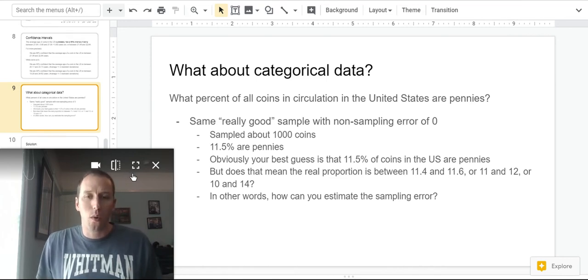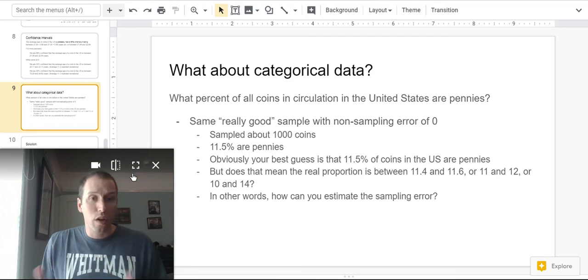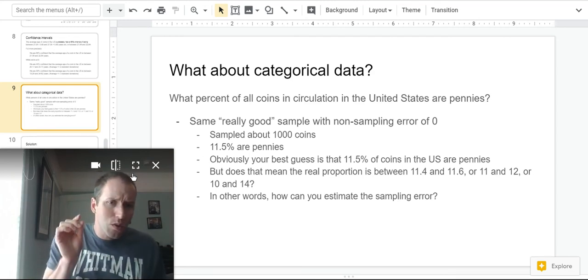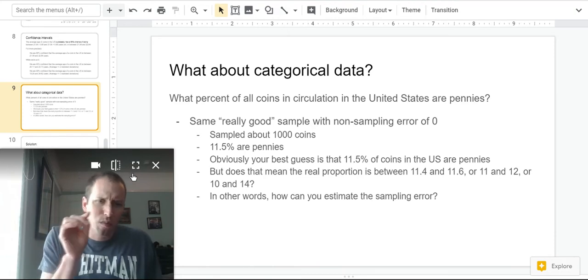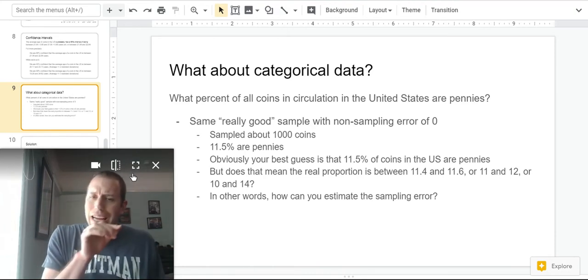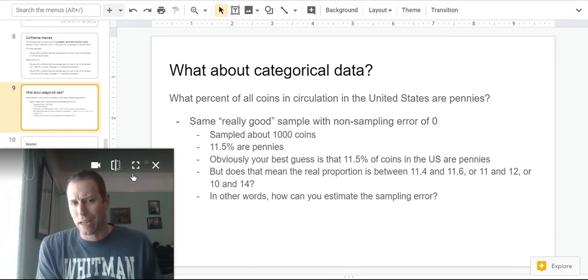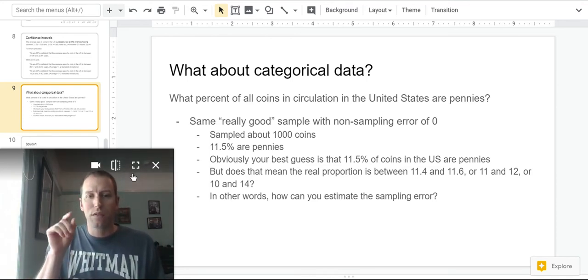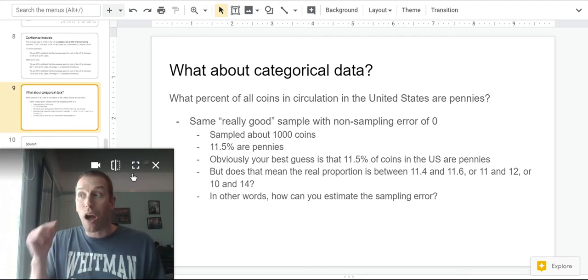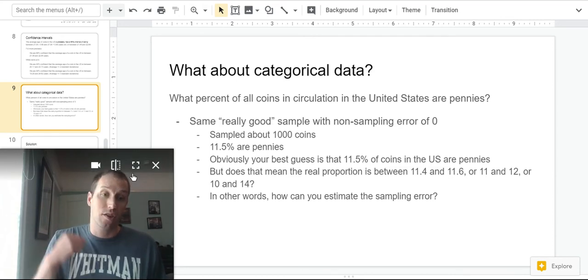What I don't yet know is how likely is that guess to be correct? Is the real proportion really close to 11.5? Is it like 11.4 to 11.6? Or is it more like 11 to 12? Or is it more like 10 to 14? And of course, as we learned in our last video, the size of the range depends on how confident I want to be that it is correct.